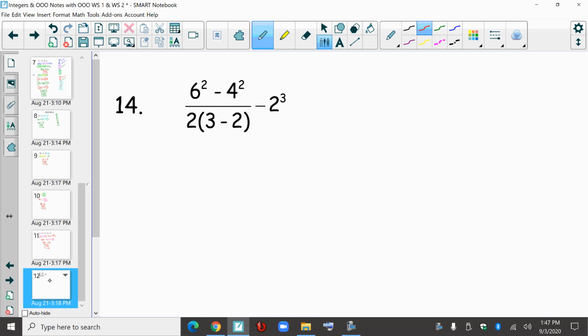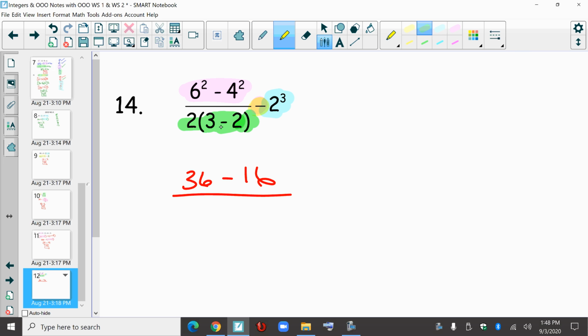Okay? And the next problem, again, we have several problems here. We have the numerator problem, we have the denominator problem, we have this problem, and then we have the very middle problem right there. I don't know why I'm highlighting the wrong thing. Sorry. Okay? So we are going to do the numerator first. So 6 squared is 36. 4 squared is 16. Then I'm going to go ahead and I'm going to do this right here, which is 3 minus 2. So 3 minus 2 is what I'm going to do first. Drop down the 2, and 3 minus 2 is going to be a 1. Minus.